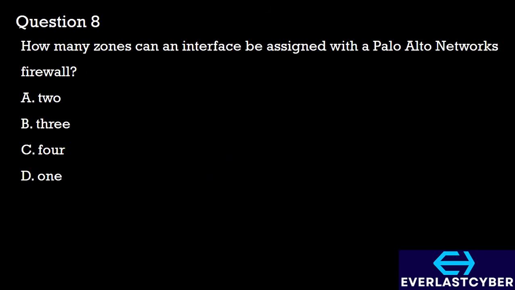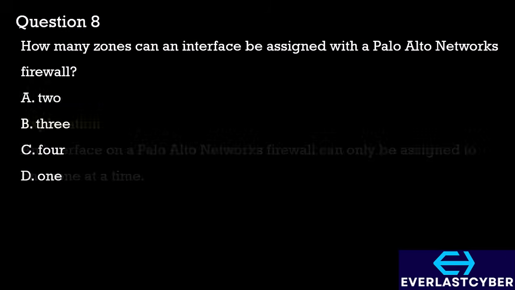Question 8. How many zones can an interface be assigned with a Palo Alto Networks firewall? A. 2, B. 3, C. 4, D. 1. An interface can only belong to one zone and not two. 3 zones are not possible for a single interface. On a Palo Alto Networks firewall, an interface can only be assigned to one zone at a time.